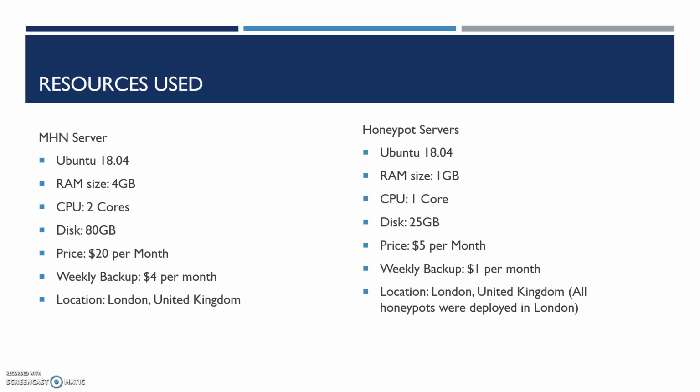For my honeypot servers, I also used Ubuntu 18.04 with a RAM size of 1 gig and disk space of 25 gigs. These were the cheapest options on DigitalOcean, which was $5 per month, with an additional $1 for backups. I deployed my server and honeypots all in one location in London for better connectivity because it's closer to me here.